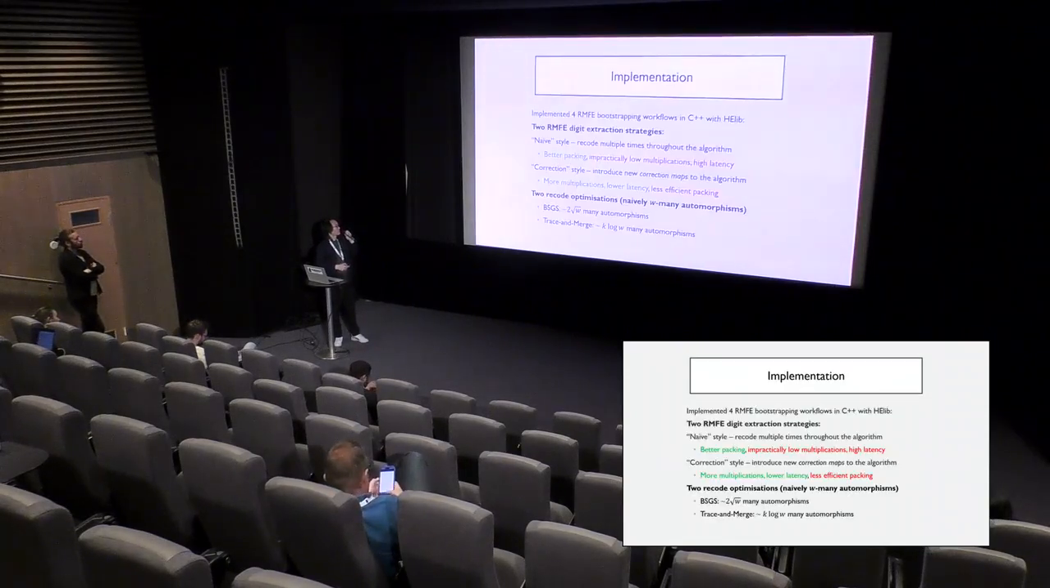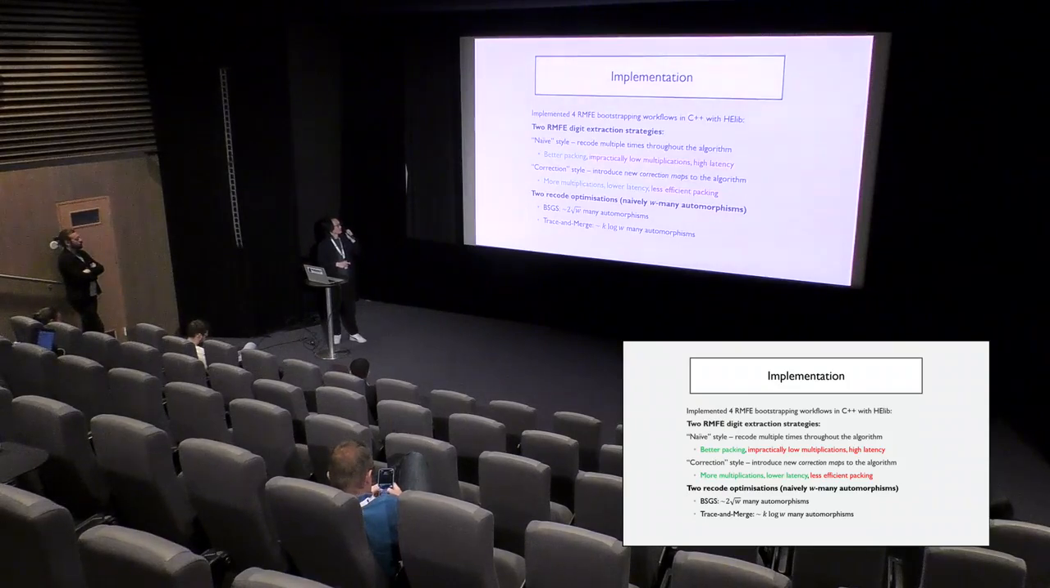And so we implemented 4 different bootstrapping workflows in C++ with the HElib library. And they are divided as follows. So we tried 2 different RMFE. So we tried RMFE bootstrapping with 2 digit extraction strategies. The first was the naive way that I showed before, where you just do many, many recodes throughout the algorithm.